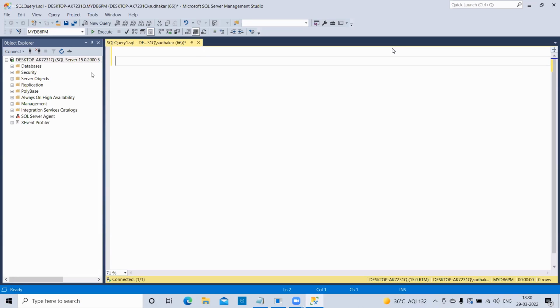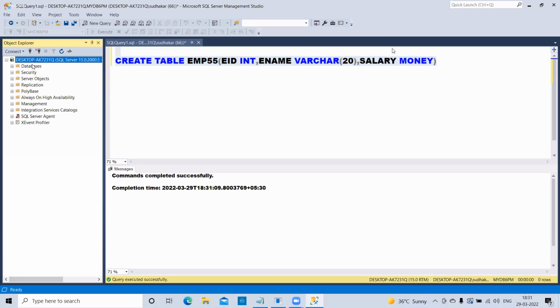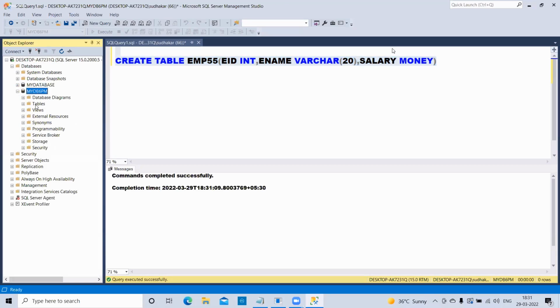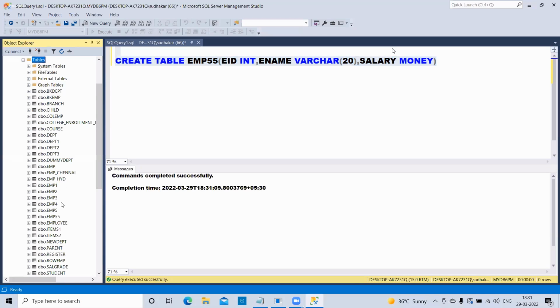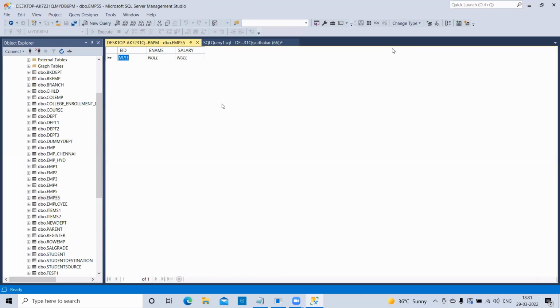Right. So here, first I'm creating one sample table, the table name is EMP55. EID, I'm taking varchar of 10 or 20 size, and the salary. So this is the table I'm preparing, guys. After preparing your table in MyDB, open your tables, EMP55 was there, and I'm inserting some data here.